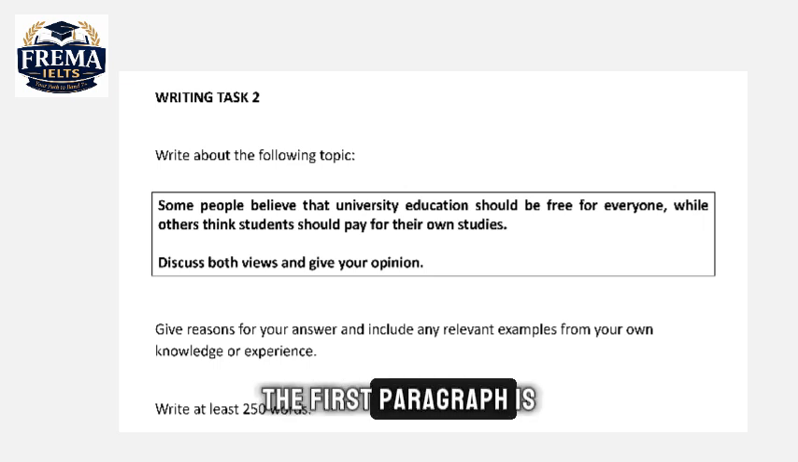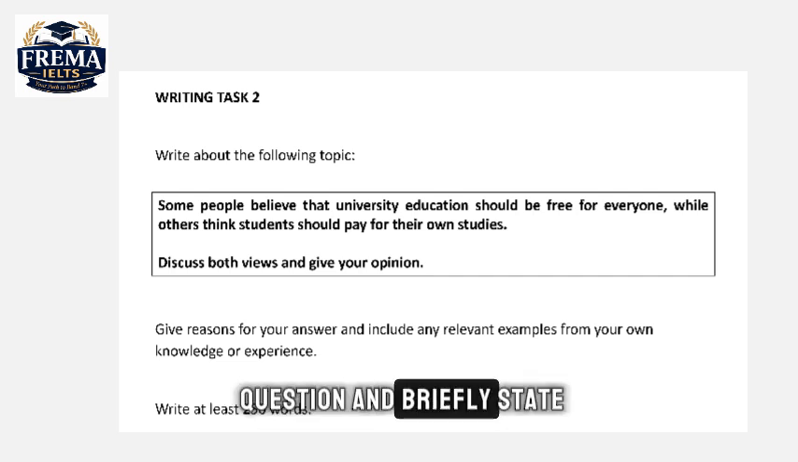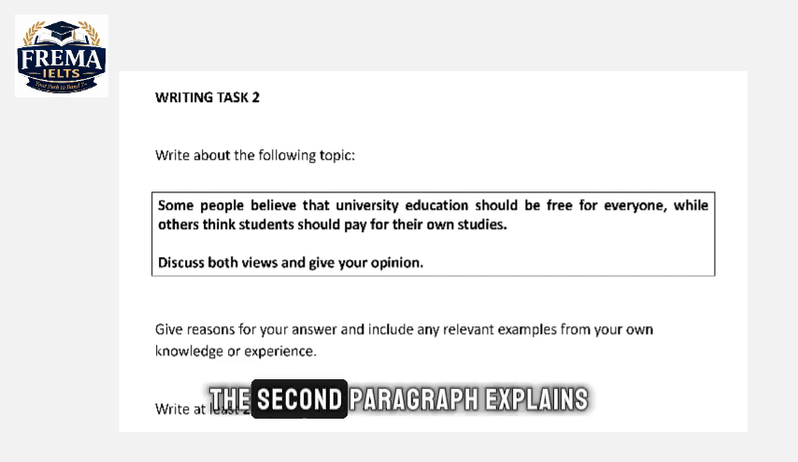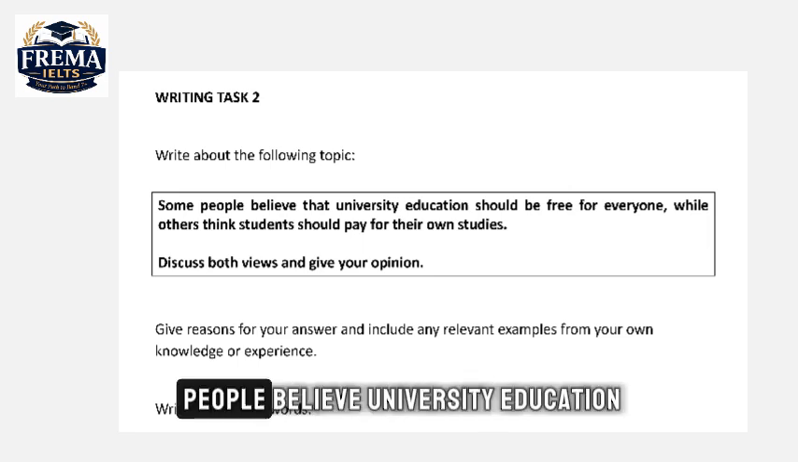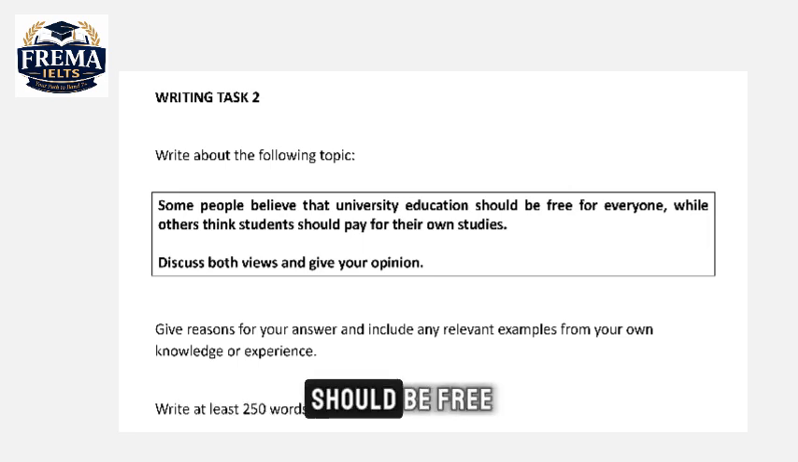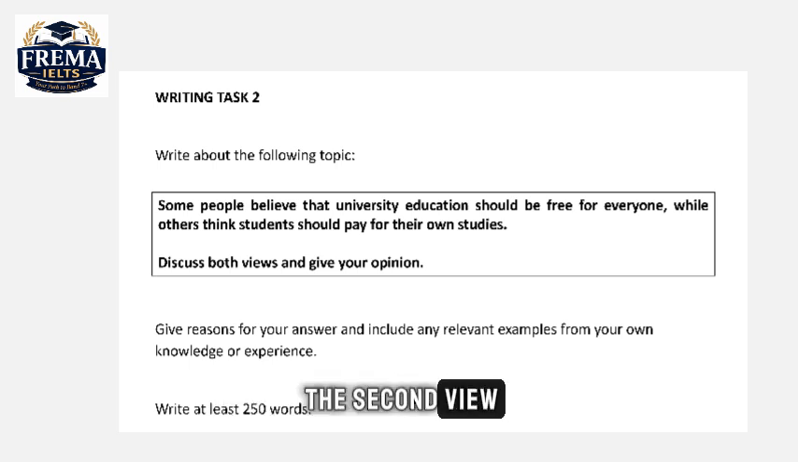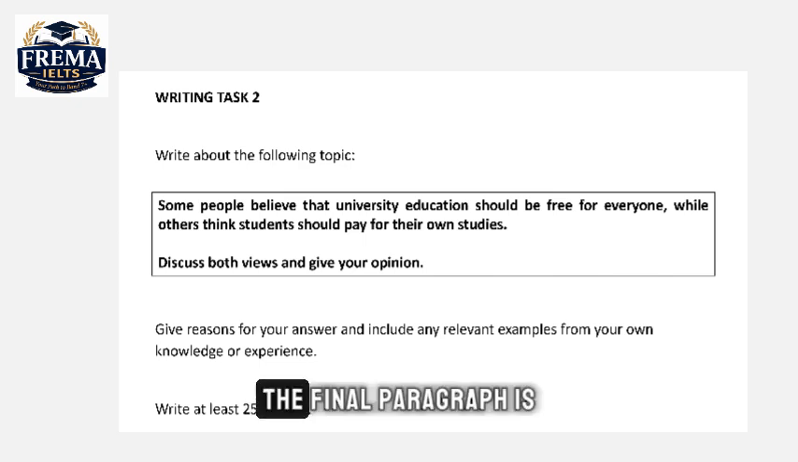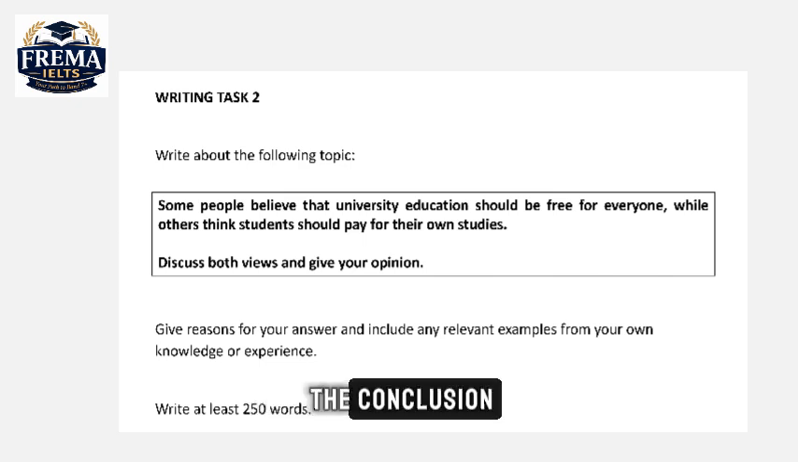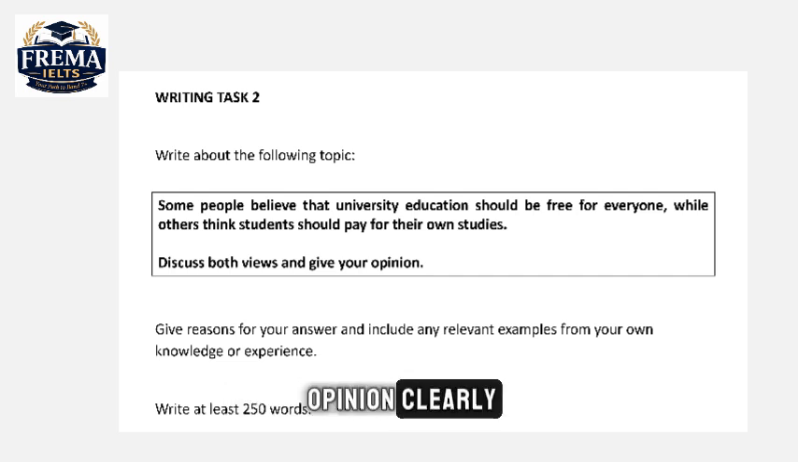The first paragraph is the introduction, where you paraphrase the question and briefly state your opinion. The second paragraph explains the first view, which is why some people believe university education should be free. The third paragraph explains the second view, which is why others think students should pay for their education. The final paragraph is the conclusion, where you summarize the discussion and restate your opinion clearly.